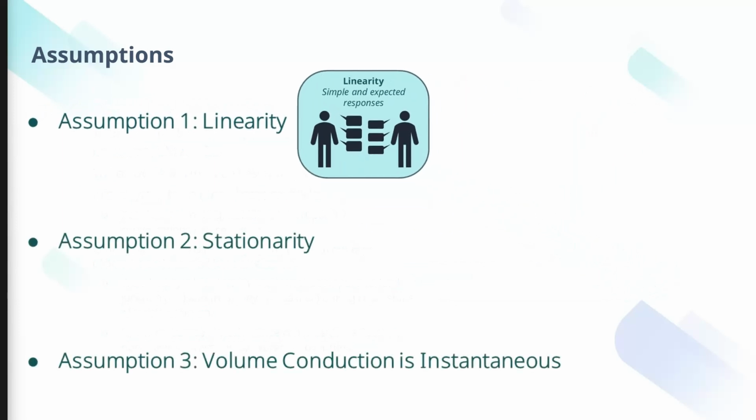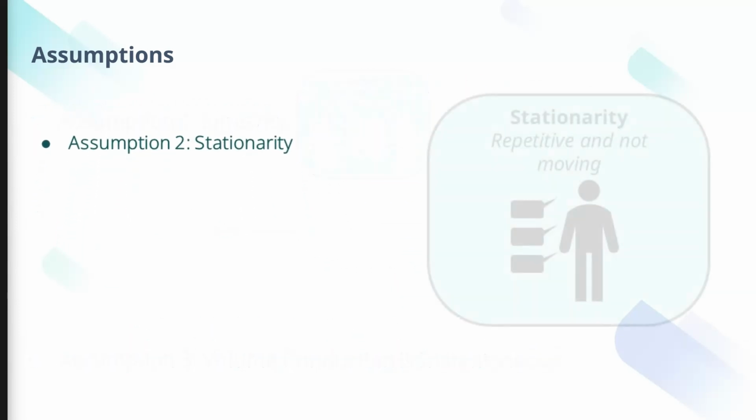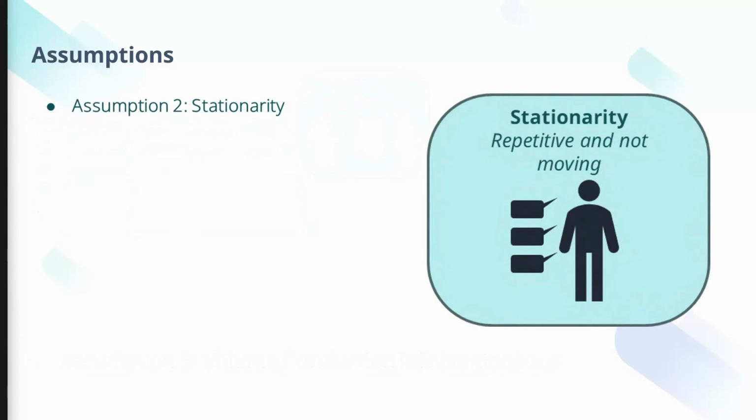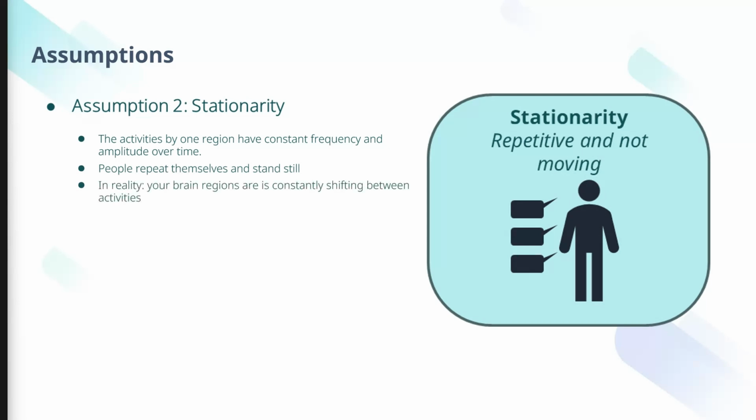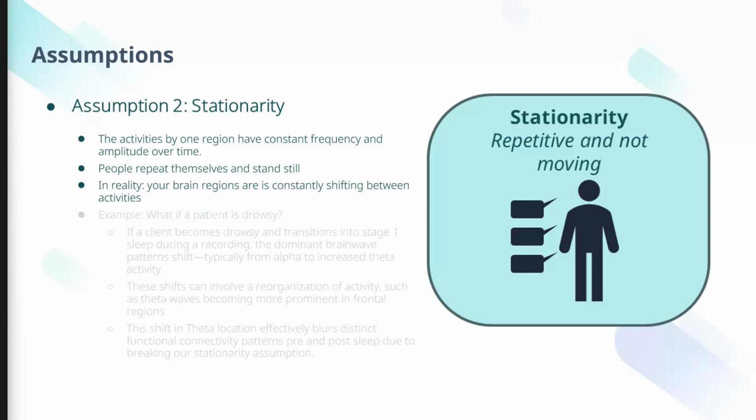So then assumption number 2 is stationarity. This is assuming that these sources are repetitive and not moving. They have a constant frequency and amplitude over time. So in our metaphor, people are repeating themselves and standing still. Of course, this isn't accurate, and brain regions and networks are constantly evolving their path and shape, and even the regions being used for the networks.